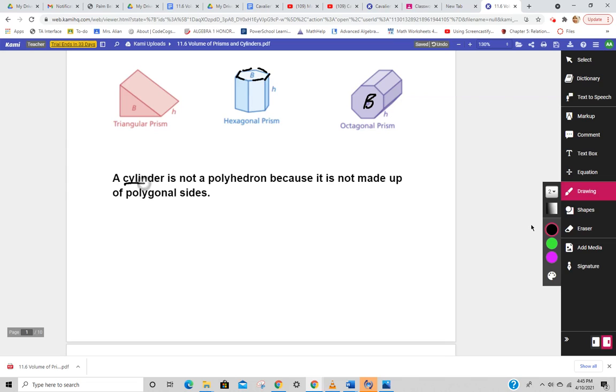In contrast, a cylinder is not a polyhedron because it is not made up of polygonal sides. Let's look at the sketch of a cylinder. It is not made up of polygonal faces. So a cylinder, because it has a curved circular shape, because of the curves, it is not a polyhedron.